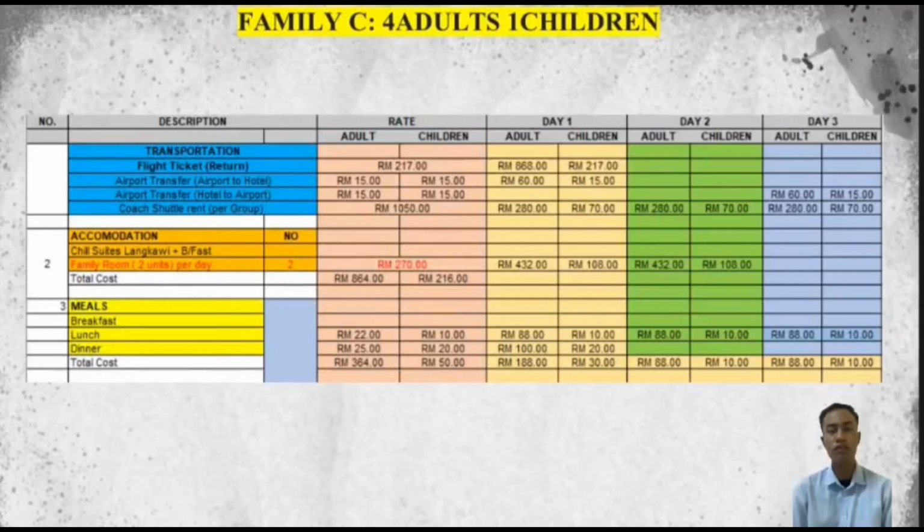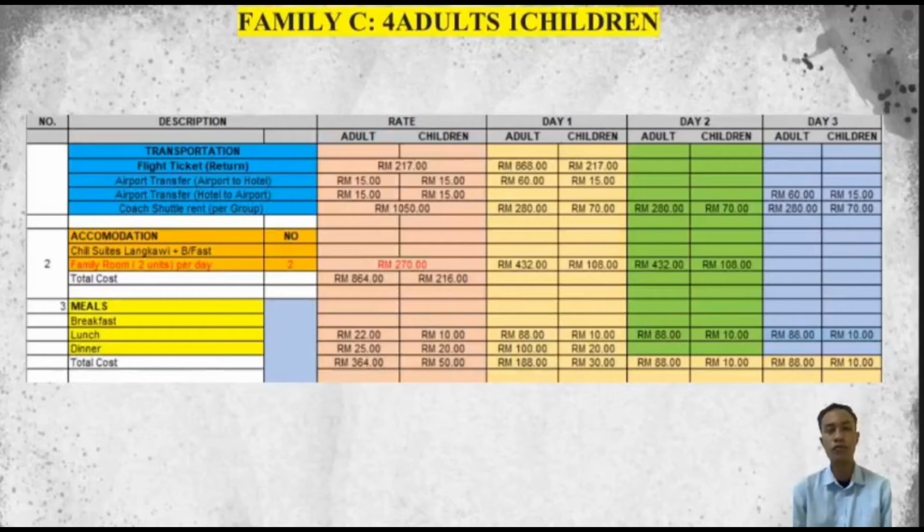Moving on to the accommodation. The accommodation is Chill Suite Langkawi, including a breakfast package, and we choose the family room, 2 units per day, and the rate is 270 ringgit for 2 units. For adults it is 432 ringgit for 4 adults and 108 ringgit for children, in D1 and D2.